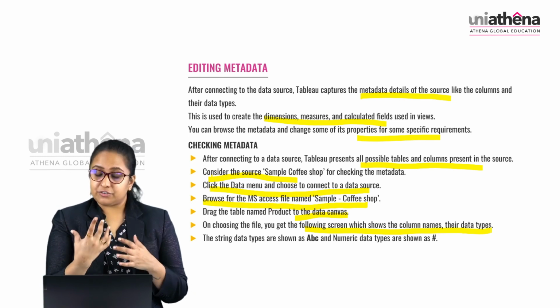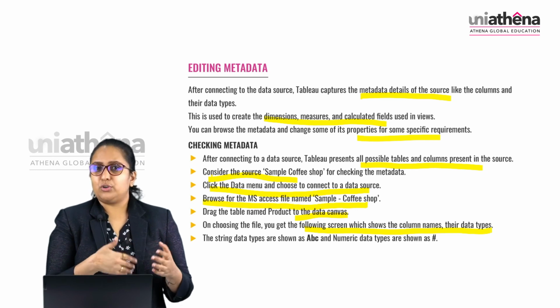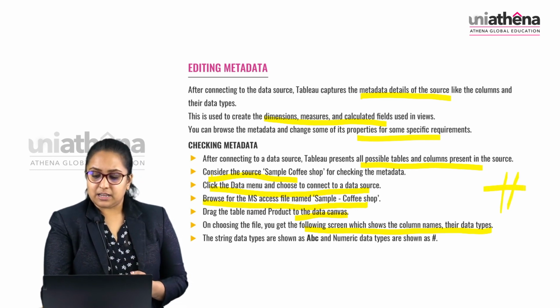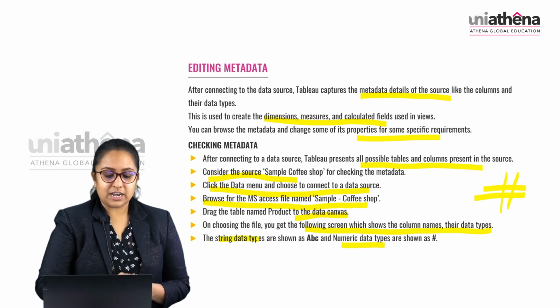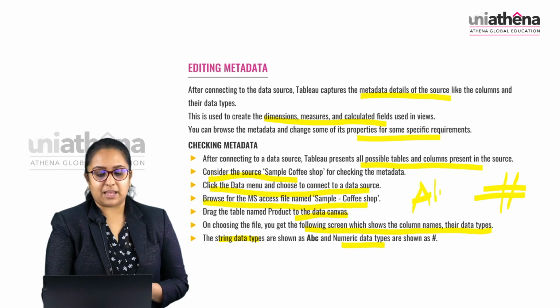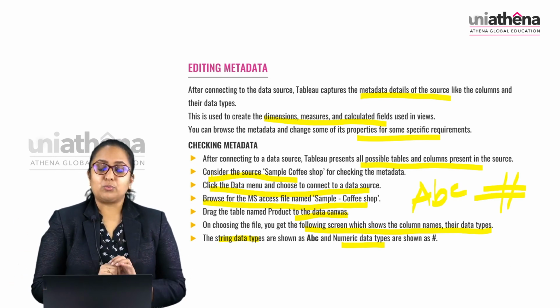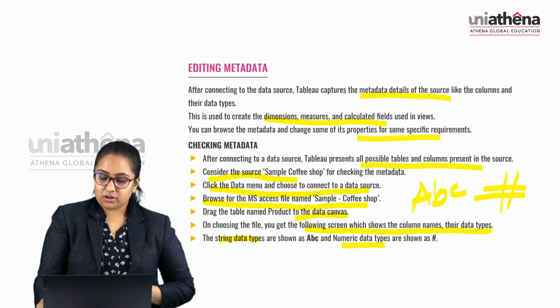So, how do you differentiate them? Of course, the numeric data types will come with the hash symbol, and if it is a string data type, it will show A, B, C, D etc. Okay. So, this is how you can differentiate your metadata and check your metadata.